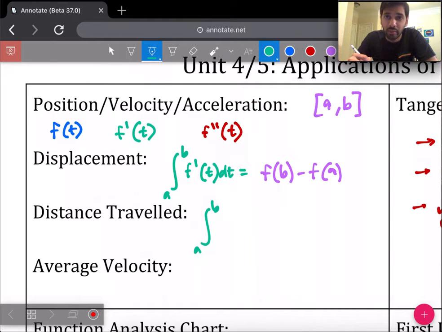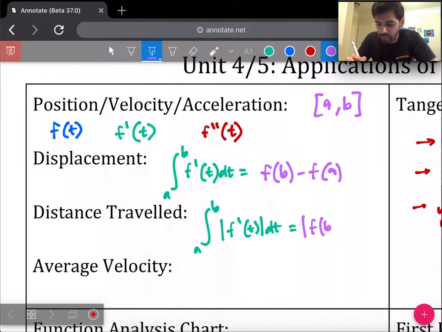So the integral from A to B of the absolute value of the velocity. Absolute value of the velocity, integrate that. In other words, that could also be equal to the absolute value of f of B, the original position, minus f of A, just like that. So it looks very similar to displacement, it just has absolute value bars.